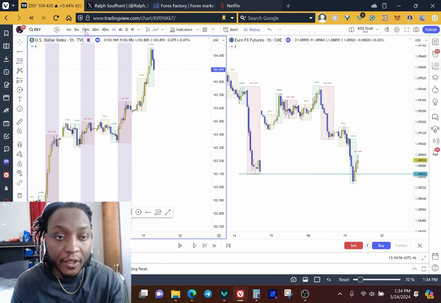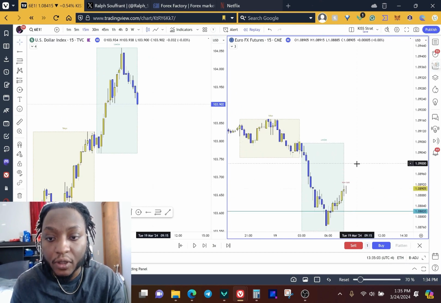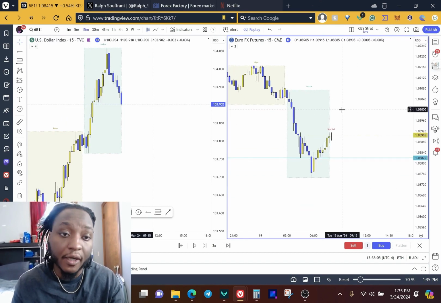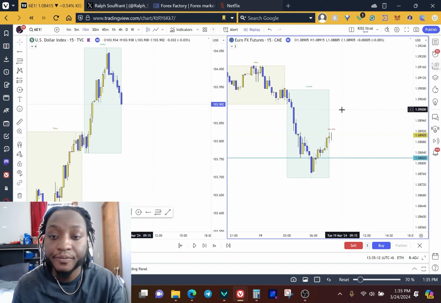Now on this particular trade, it was a counter trend trade, and ideally I like to take trades that are with the trend, because whenever you're with the trend you have that momentum. The probability of that trade becoming a winner is much higher.